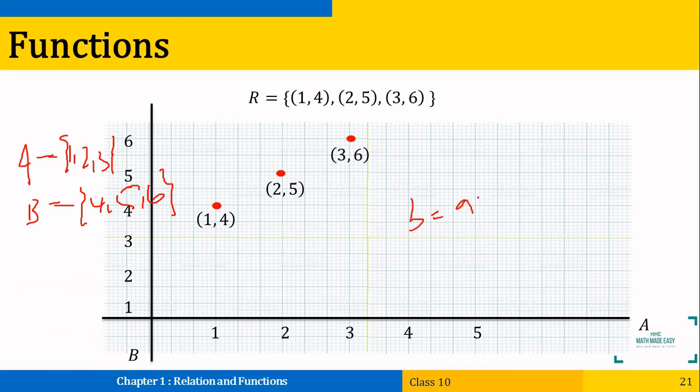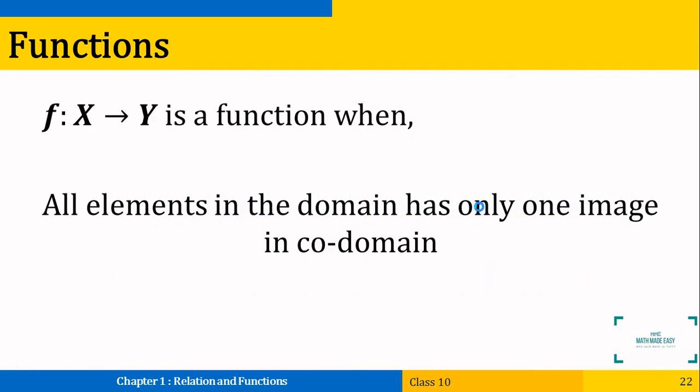Let's consider a particular relation where all the elements in the domain have only one image in the codomain. If you didn't understand what domain, codomain and image mean, you have to see the previous video regarding relations and make sure you know those definitions. So let's assume that each and every element in the domain has only one image in the codomain, thereby making that relation a special relation called a function.